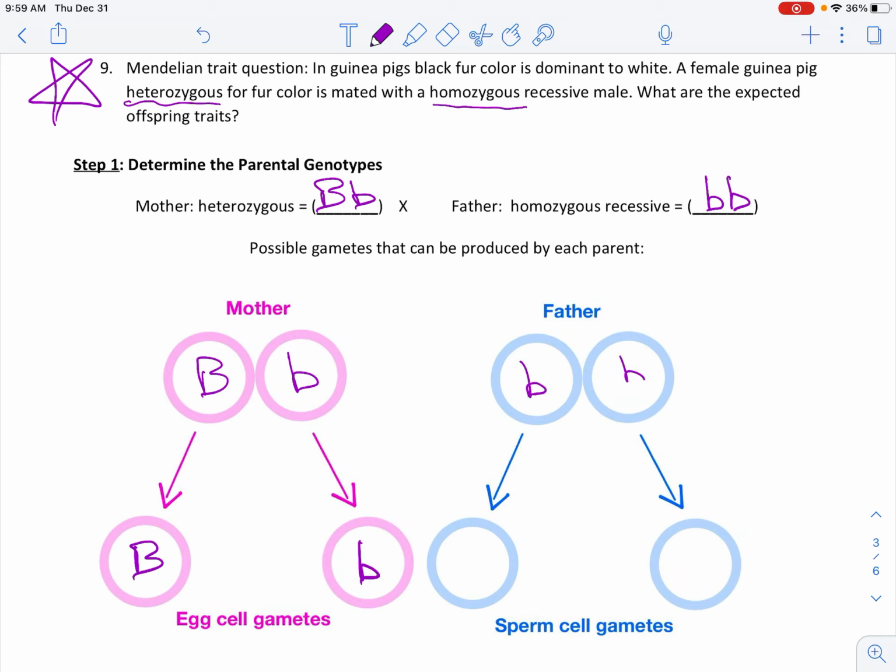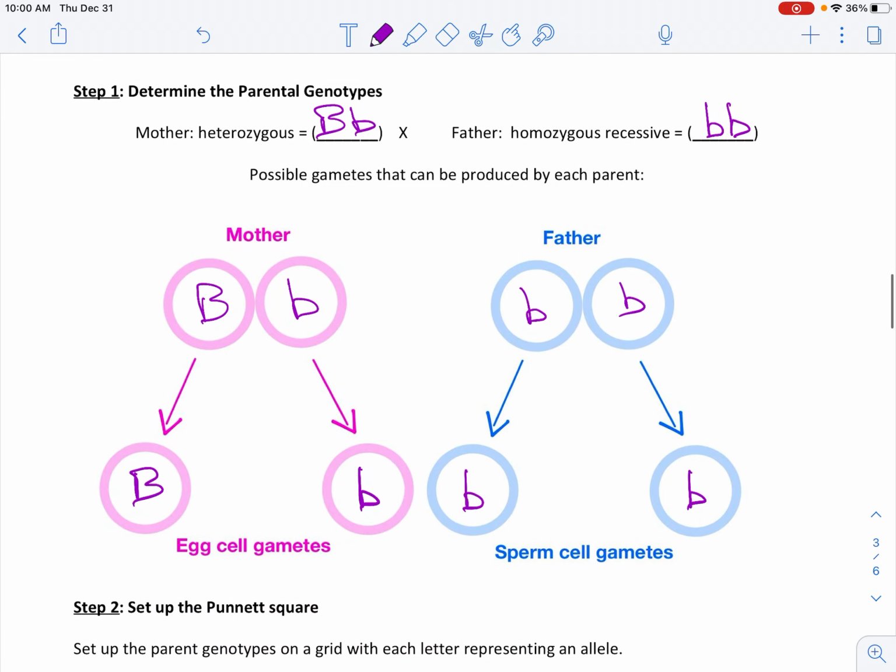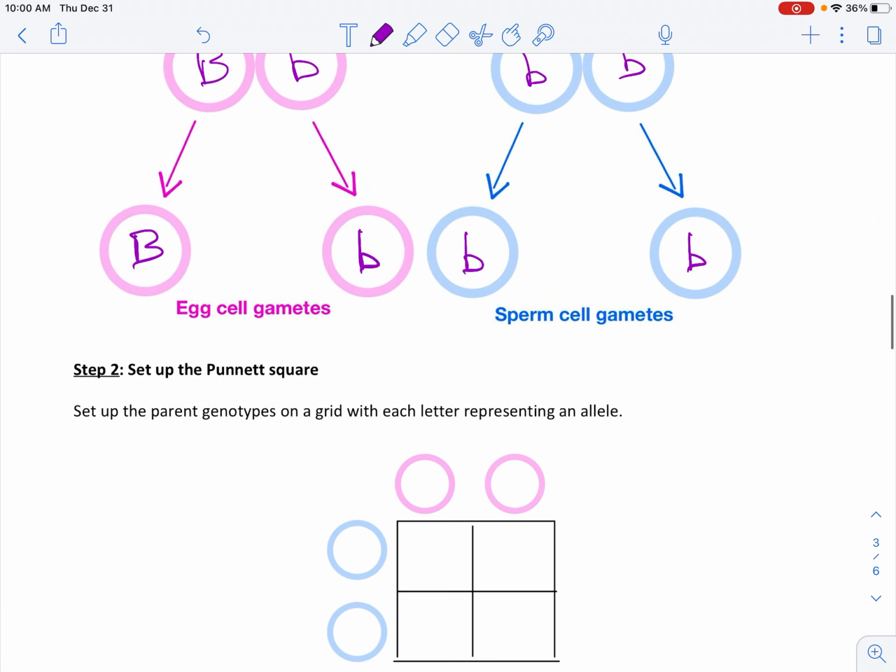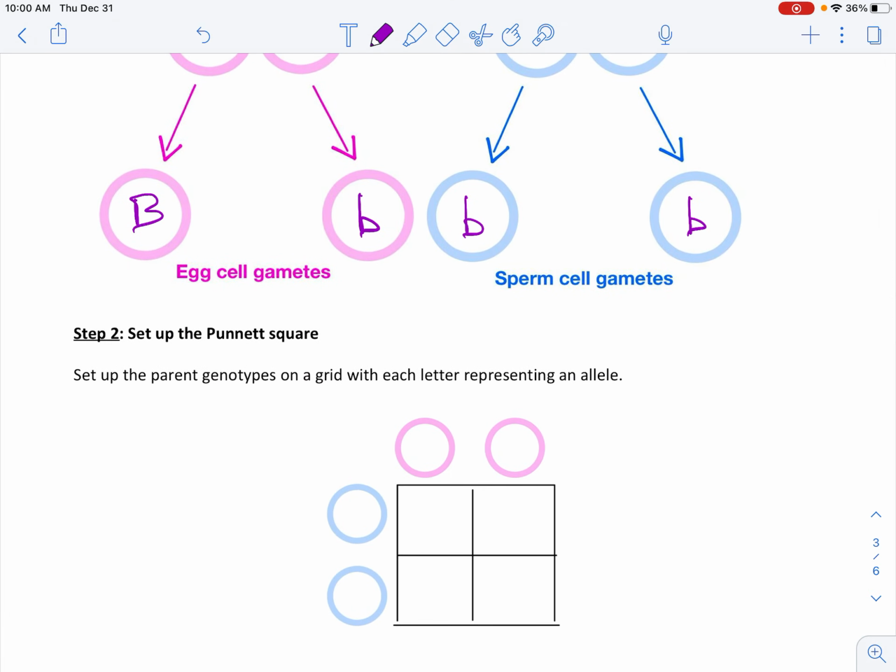Father is going to make sperm cells, and because the father is homozygous, all those sperm cells are going to have one copy of the little b. All right, then what we're going to do is set up something called a Punnett square, and we'll do these quite a lot. Pretty much each week we'll do different types of Punnett squares based on what we're learning.